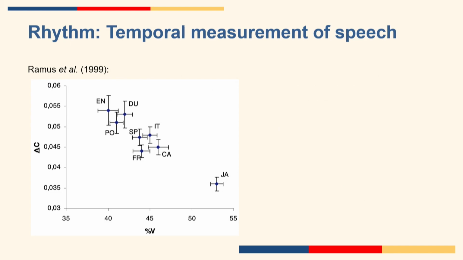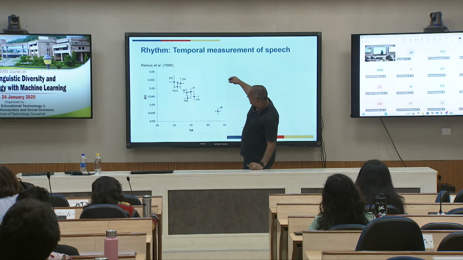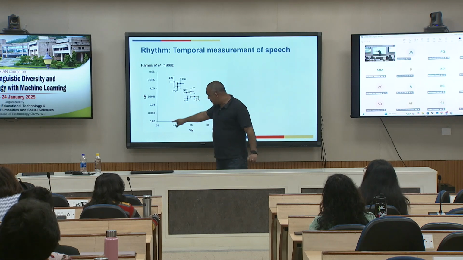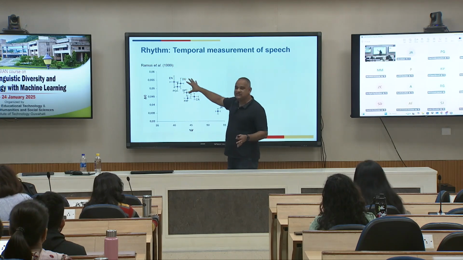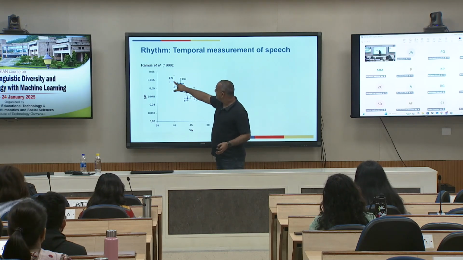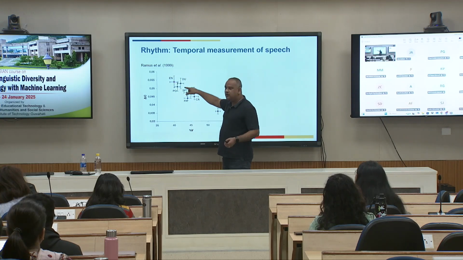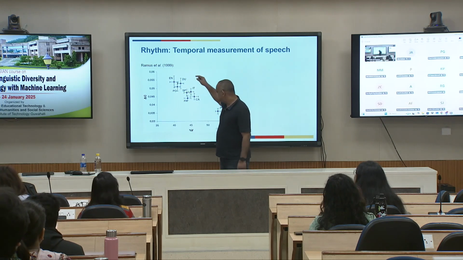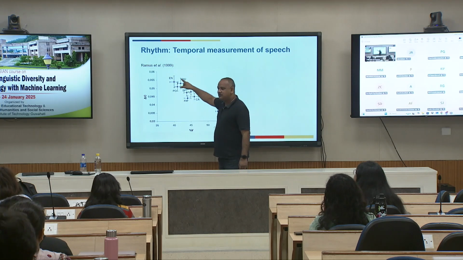In one of the first representations, when they got these delta C and percentage V measurements, they represented the values in a plot like this. You can see that on the y-axis you have delta C, on the x-axis you have percentage V, and there are three classes that you can clearly see here. Here is English, this is probably Dutch, and this is Polish. Sorry? Portuguese probably, okay. So English, Dutch and Portuguese. Polish would be syllable-timed, yeah.